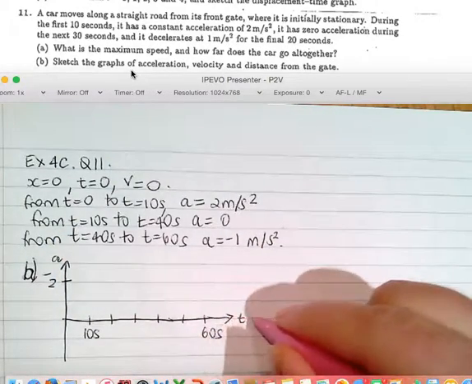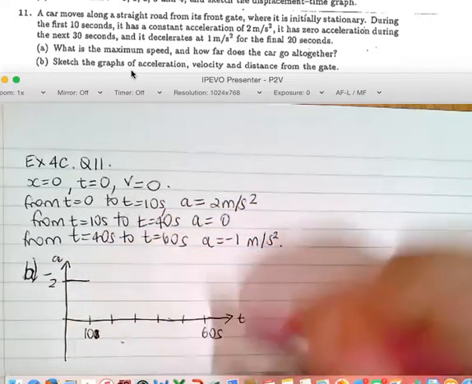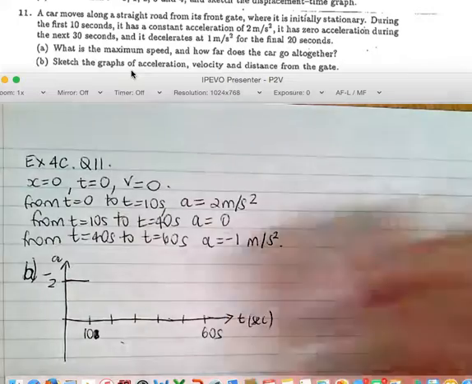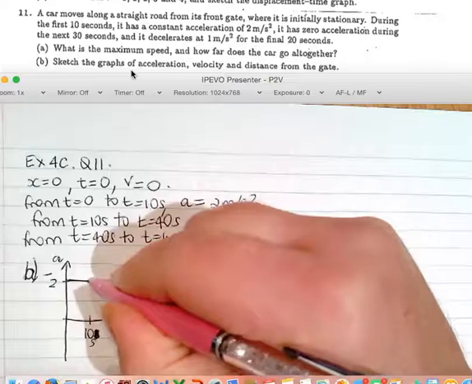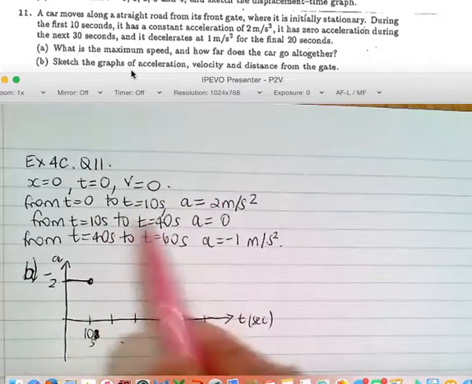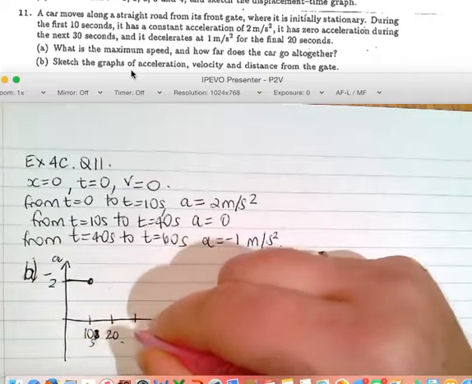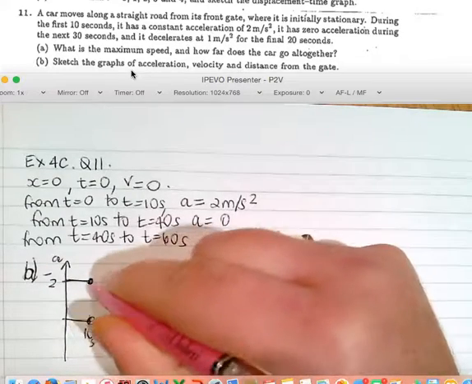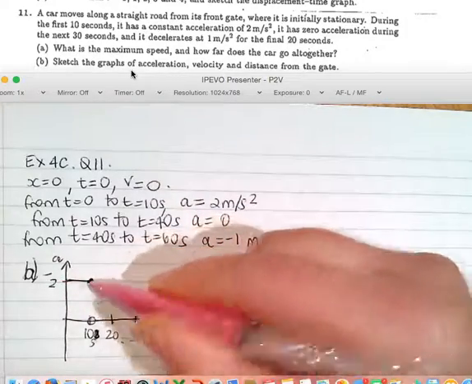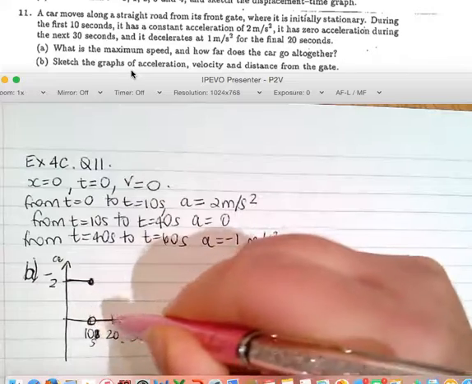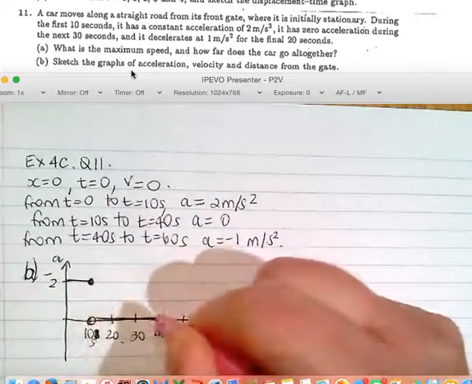So I'm going to make this the acceleration axis. This is my time axis in seconds. We have a constant acceleration of 2 for the first 10 seconds. And then from time 10 seconds to 40 seconds, so 10, 20, 30, 40, we have 0 acceleration. So we can't have a coloured-in dot there and there. We know it's definitely 2 for the first 10 seconds, then after that I've got an open circle here for the next 30 seconds, up to and including the 40th second, where we have 0 acceleration.